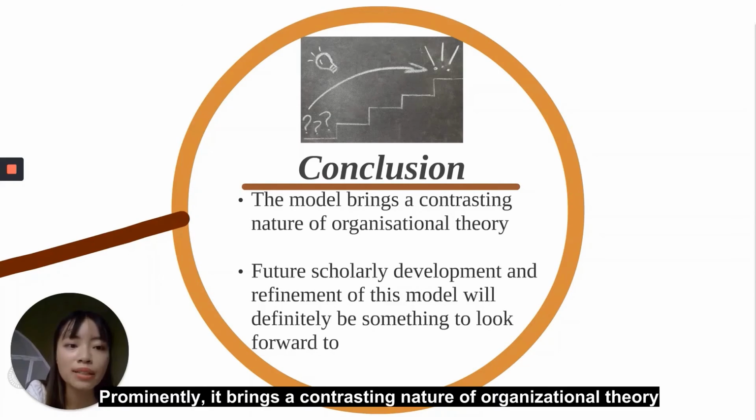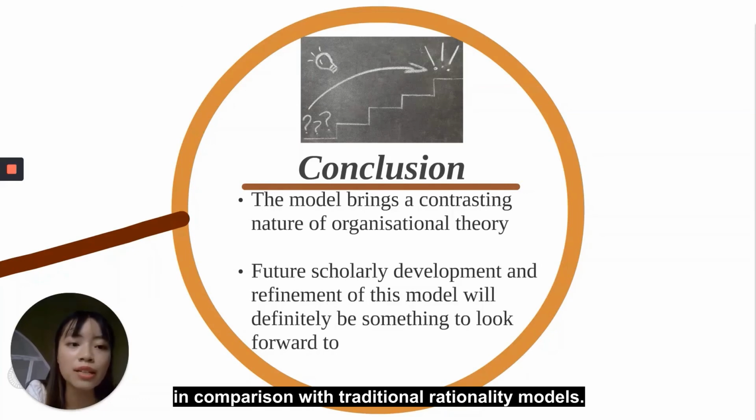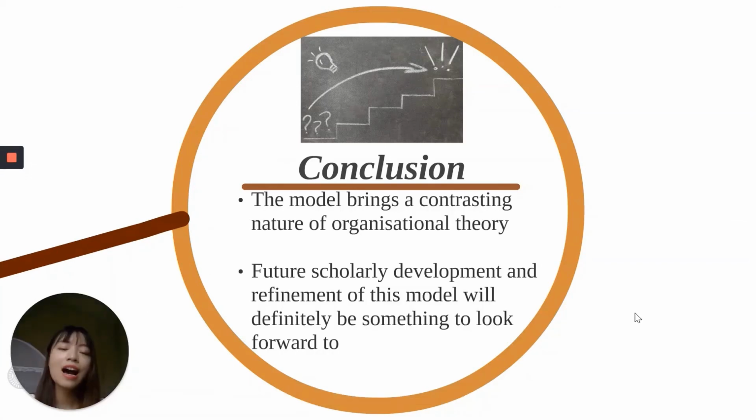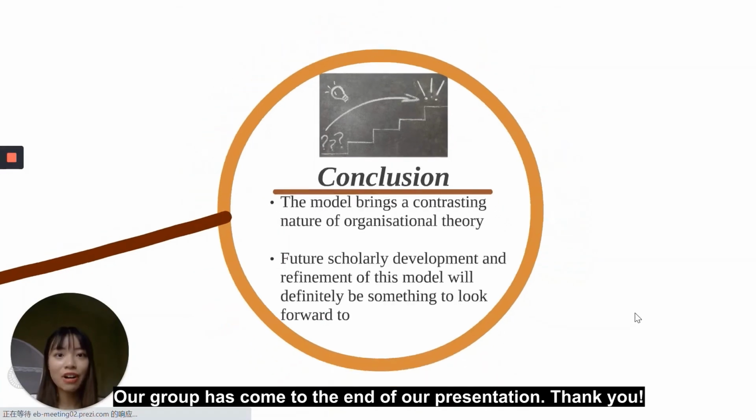The garbage can model has received both praise and criticism in its characterization of policy decision-making after the 1970s. Prominently, it brings a contrasting nature of organizational theory in comparison with traditional rationality models. Future scholarly development and refinement of this model will definitely be something to look forward to, alongside its application to real-world case studies. Our group has come to the end of our presentation.